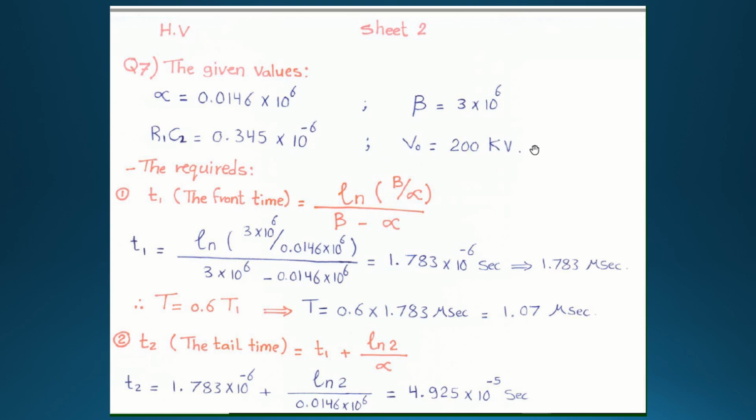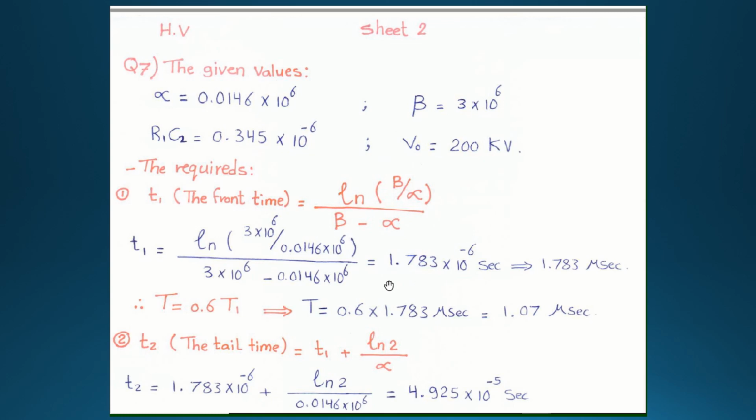So the first thing he asked us to find is the front time, which we call T1. The formula for T1 is ln(beta divided by alpha), all divided by beta minus alpha. So we have the value of beta and the value of alpha here. Also, we have the value of beta and alpha here. So we only need to substitute the values in this formula and do the calculation. Please try to do the calculation by yourself and see if you get the same answer here or not.